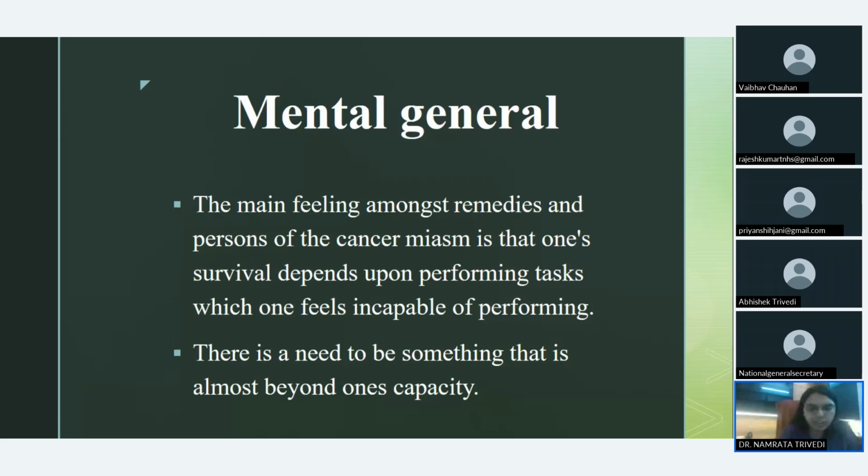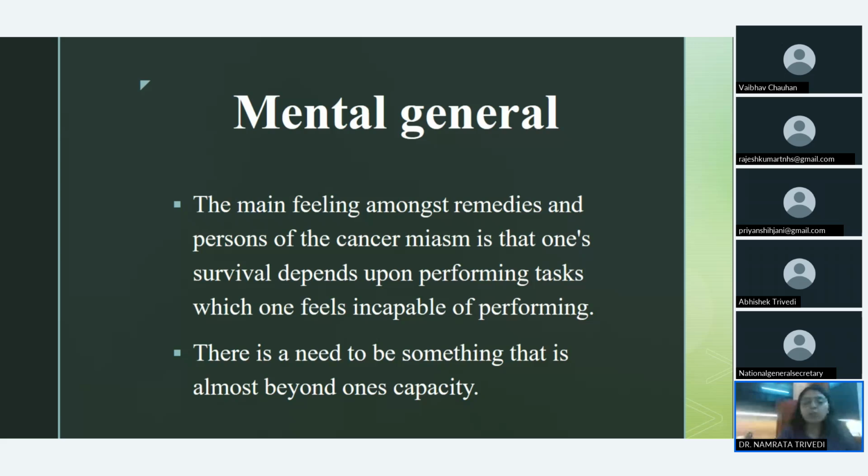Now the mental syndrome. Carcinosin belongs to the cancer medicines. The main feeling of carcinosin is that survival depends on performance. If he performs the task, he will be successful. He wants to be successful because of survival. He thinks that if he does not perform tasks, he will not be successful in his life, and there is death or destruction. He needs to perform.